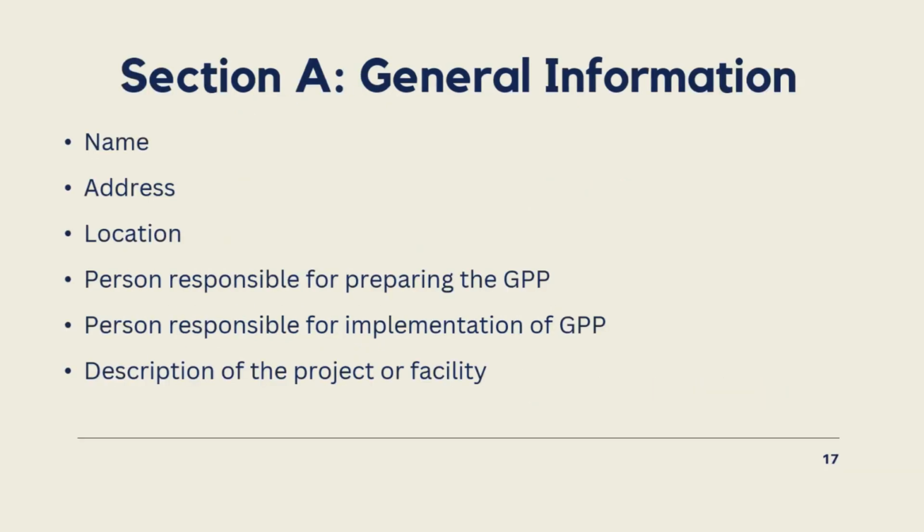So we're going to just go over the first section here, which is general information. This is where you're going to include the name, address, location, the person responsible for preparing the GPP, the person responsible for implementing the GPP, and a general description of the project or facility. All just basic stuff, easy to fill out, contact info, all that good stuff.